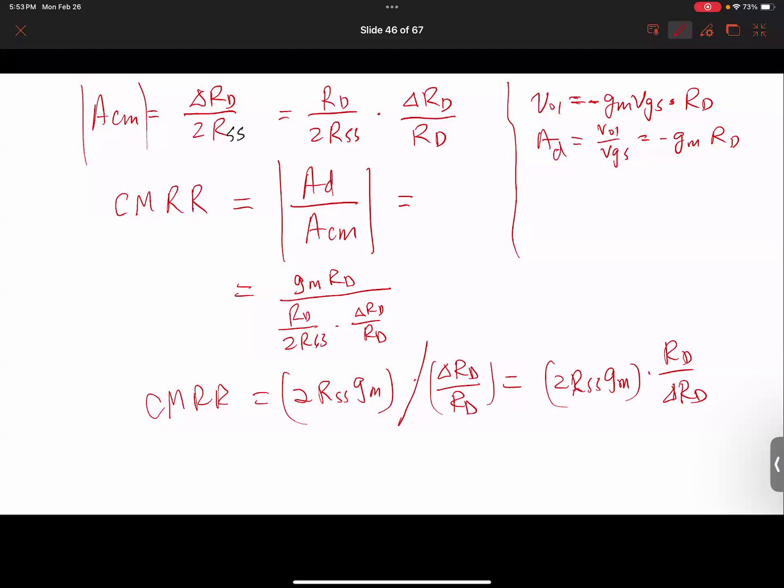What happens if this ACM is very big? It means your CMRR is small. CMRR small means your circuit is very sensitive to common mode input. At this point you might ask, why do I have to worry about it? Well, when you have this small transistor, you have an input connected to each gate, a differential input. But the fact is that any wire, any trace on a PCB can pick up noise. Your two input terminals can pick up the same noise.